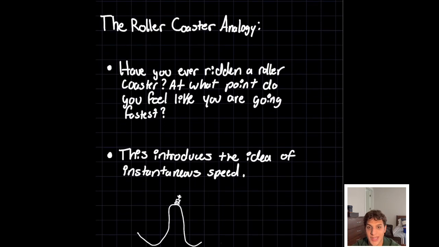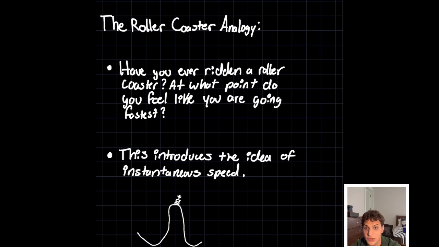My question to you guys is, have you ever ridden a roller coaster and at what point do you feel you're going the fastest? Give it a second. Think about it. Because the steeper the track, the faster you're going. That steepness, that slope, is what we call the derivative. It's how we measure how fast something changes at a specific instant.